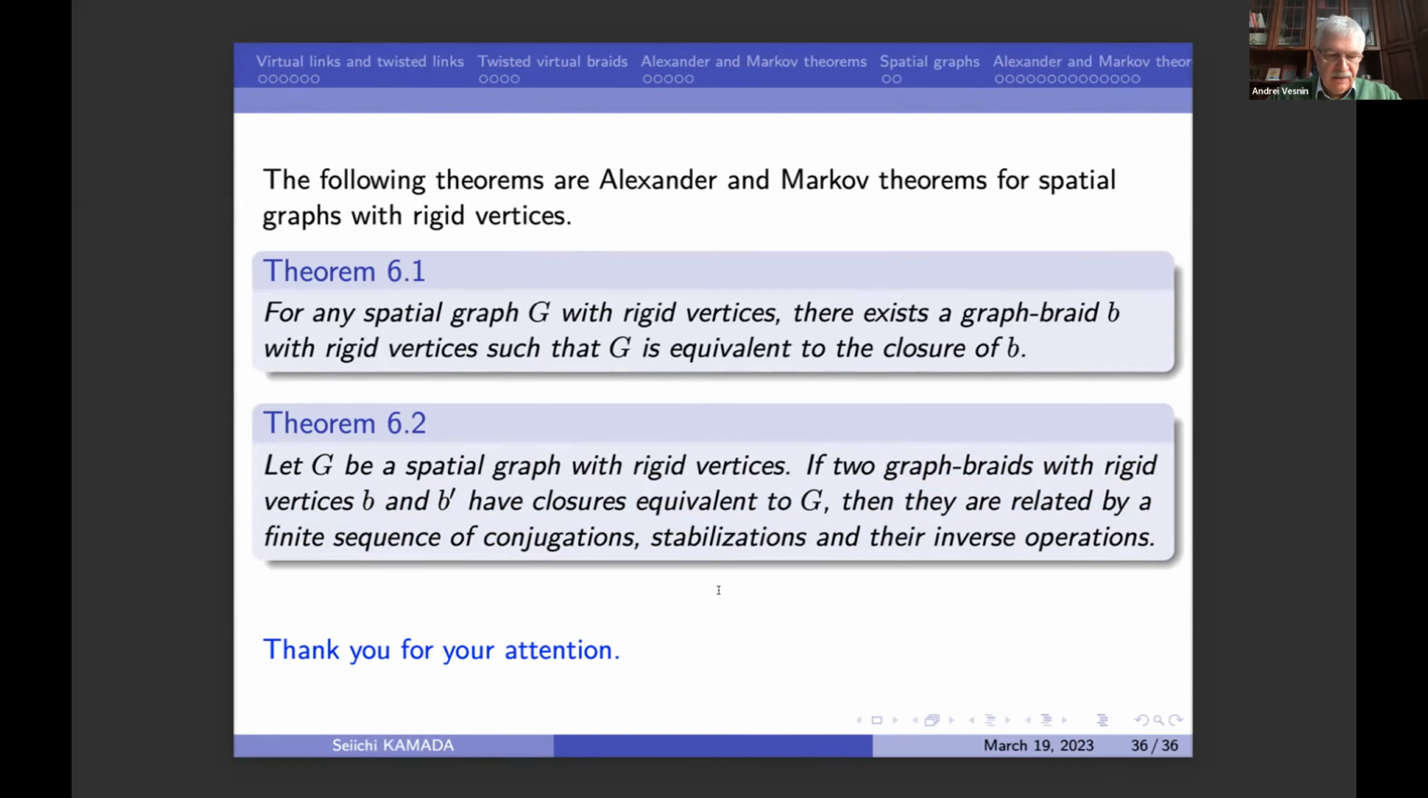Seiichi, can I ask a question? Yes, of course. You know, there are nice polynomial invariants for spatial graphs, for example the Yamada polynomial and the Yoshinaga polynomial. Did you try to obtain something using your approach? Actually, the Yamada polynomial, not yet.